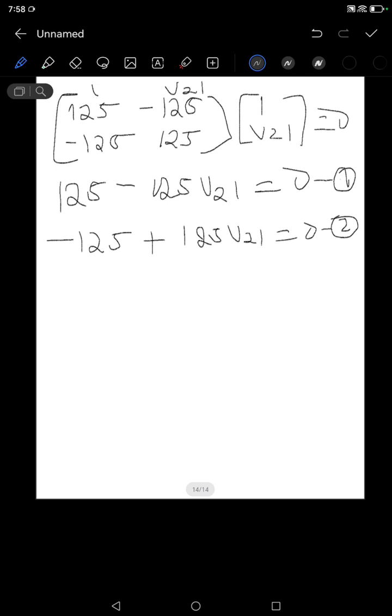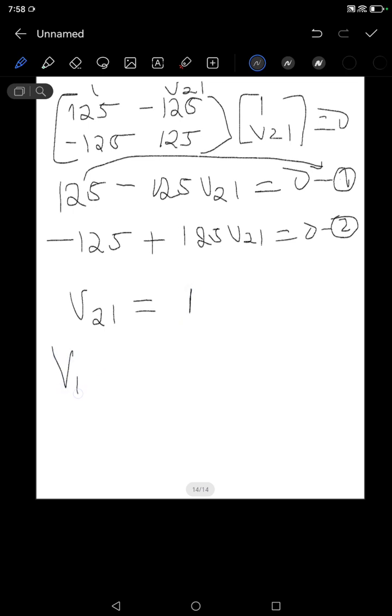Okay, so our v21, if we use the first equation, is going to be what? We're going to take this 125 to the other side. It's going to be a negative, and then we're going to divide both sides by negative 125. And then v21 is going to be 1. And remember, we are looking for vector 1.